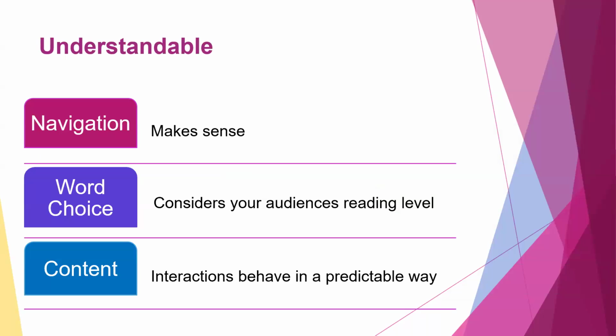When it comes to understandable, an accessible website that's understandable makes sense. It considers your audience's reading level, and the interactions behave in a predictable way. So a person must be able to understand website information and comprehend how to operate your website. This is essentially what that means. If an individual can't understand your website, they will not succeed in interacting with it.